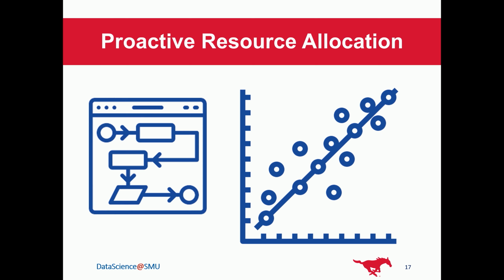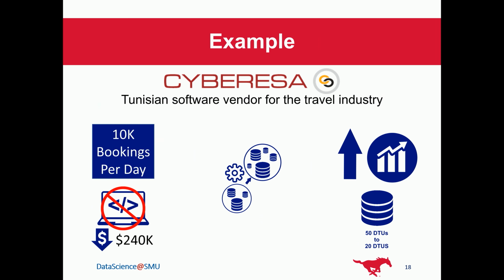A few ways that people use to figure out how they're going to provision their resources is they can actually use some algorithm models that will in real time scale the database based on how the resources are going to be provisioned. And historically, people have been using some predictive models based on previous data that's been available to predict, and sometimes pretty accurately, when a database is slated to spike based on some seasonal trends in the past. One example of a company that's shown a lot of savings through elastic databases is this Tunisian software vendor for the travel industry called Cybressa.